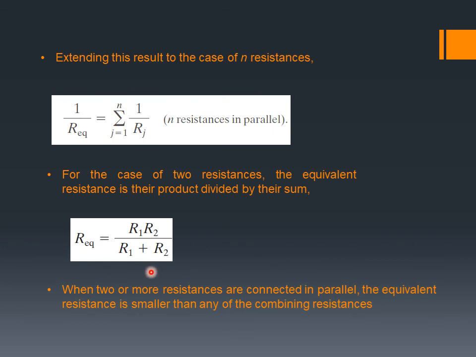What does this equation tell you? It says that when two or more resistances are connected in parallel, the equivalent resistance is smaller than any of the combining resistances. So this R equivalent is smaller than R1 as well as smaller than R2. This is what this equation tells us.